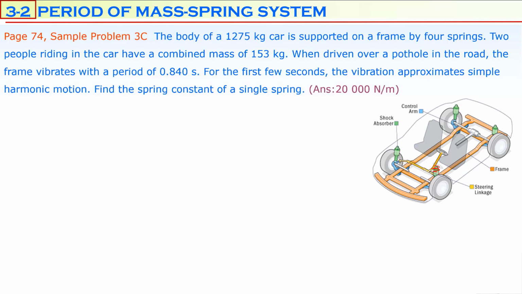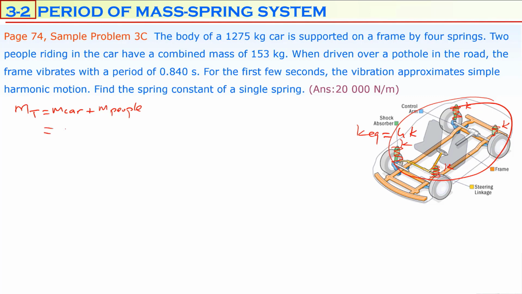There are 4 springs, one here, a second one here, a third one, and a fourth one. They are identical springs with spring constant k. Because there are 4 springs, the equivalent spring constant is k equivalent equal to 4k. So first, let's find the mass. Total mass is the mass of the car plus the mass of the people.